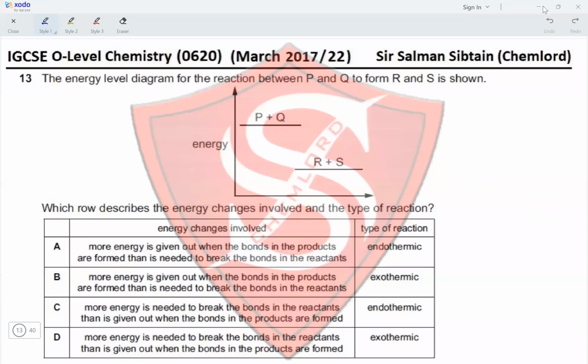Question 13. The energy level diagram for the reaction between P and Q to form R and S is shown. So since the products are at a lower energy state than the reactants, this is an exothermic reaction. Which row describes the energy changes involved in the type of reaction? So since this is an exothermic reaction, options A and D have been eliminated and we are left with options B and C. So in B, it states more energy is given out when the bonds in the products are formed than the energy needed to break the bonds in the reactants, which would make the enthalpy change exothermic. So this is correct.